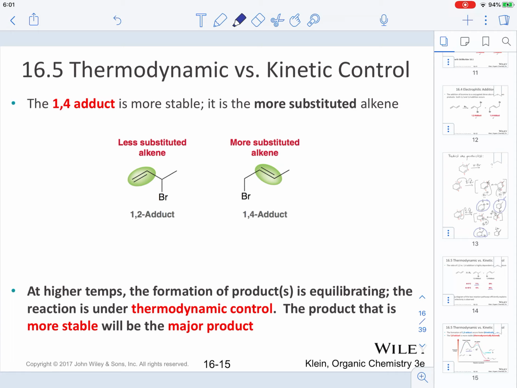So that being said, at higher temperatures, the formation of the products is equilibrating, okay? The reaction is under thermodynamic control. And that's why the product of the reaction that is more stable will be the major product of the reaction.